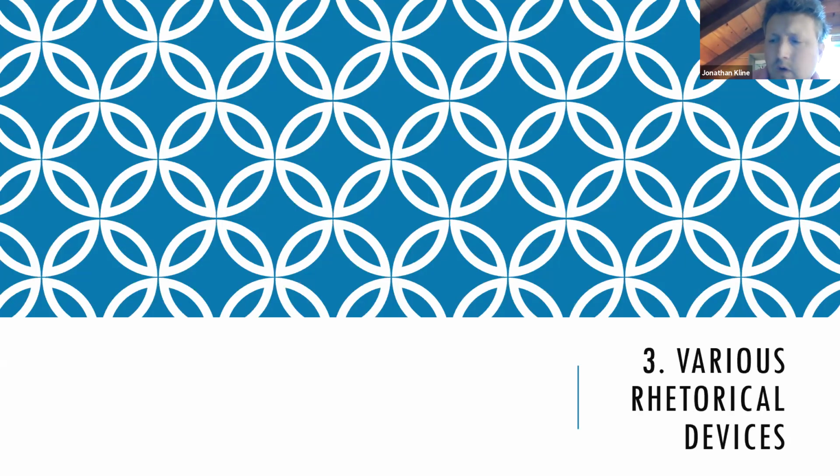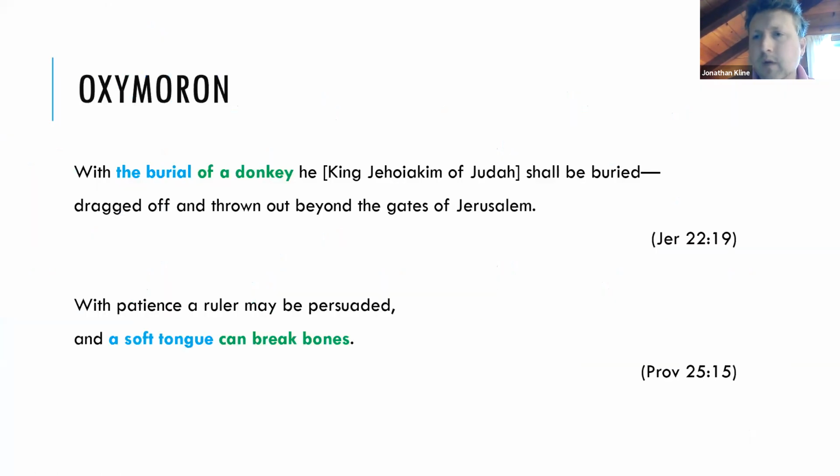Let's move on now to the third category of hallmarks of Hebrew poetry, which is various rhetorical devices. So far we've discussed elevated discourse and imagery, and now we'll discuss various rhetorical devices. I'm just going to talk about a few rhetorical devices here. There are so many that one could treat, but we don't have a lot of time. So I'm just going to highlight a few that I think are particularly interesting, but there are so many more that one could discuss. Oxymoron is an interesting rhetorical feature that sometimes appears in the Bible.